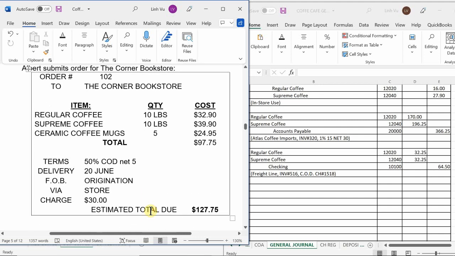Okay, we're going to charge for shipping, and then of course, the estimated amount that the corner bookstore is going to be owing us is $127.75. Okay. So again, what do I do with this order? It is a sales. So you go to the commissions.